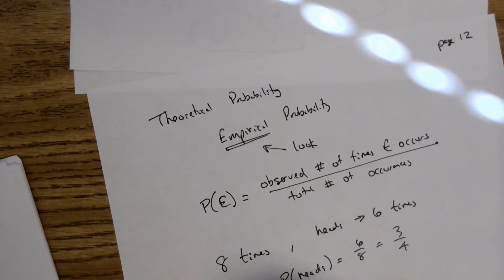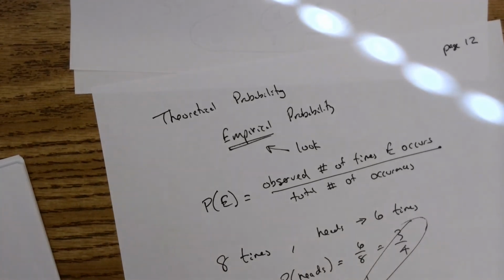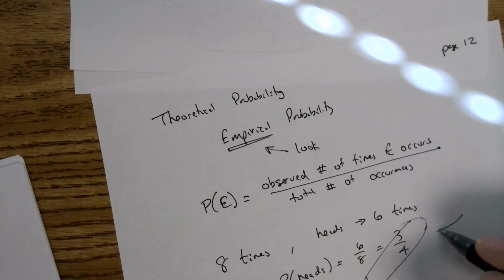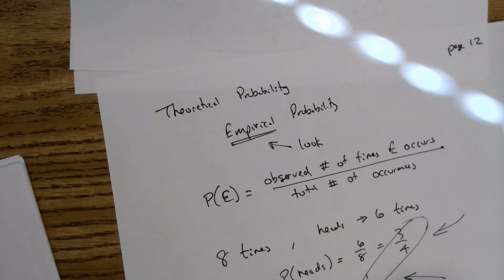Now the theoretical probability of heads is what you know. Well, it's 1 out of 2 times. So oftentimes the empirical and theoretical probabilities aren't the same. This is what you observe. This is what you know. If everything's fair, this is what should be true.